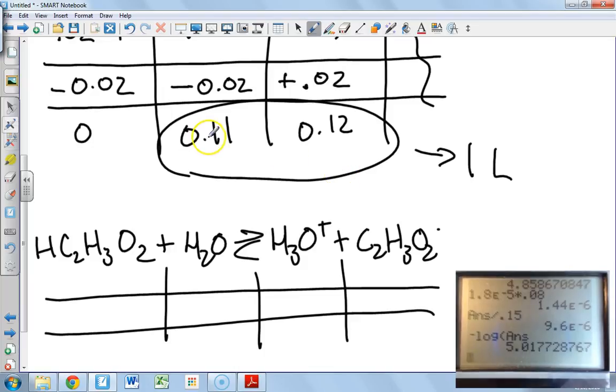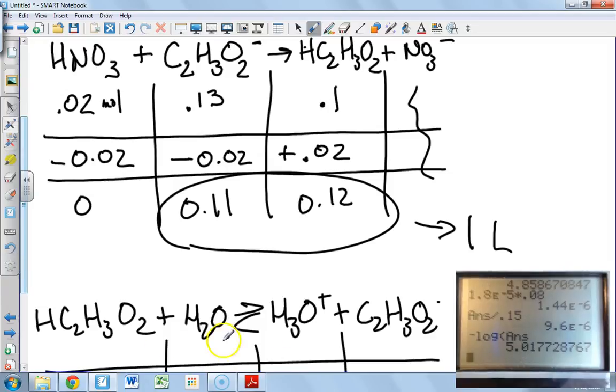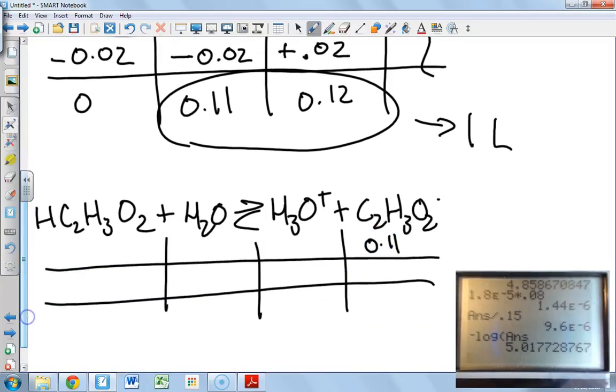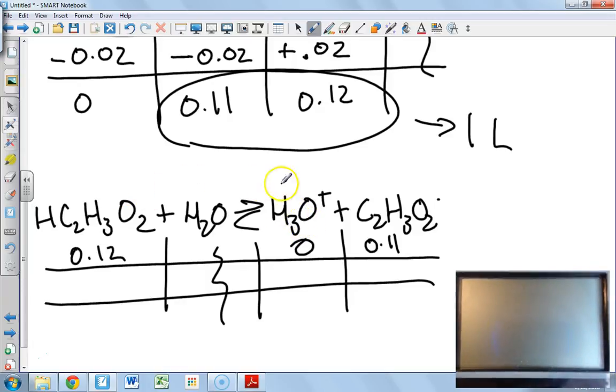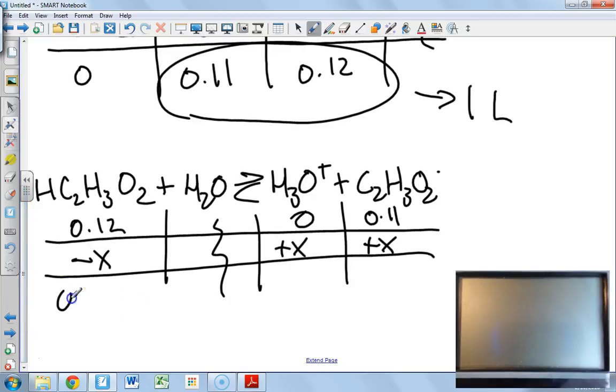Okay, so 0.11 moles for every 1 liter here. Let me make sure that I have the right column. This is going to be 0.11. This is going to be 0.12. Water doesn't matter. This is 0. And because this is 0, we're going to shift toward the products. So that means we're going to lose X. We're going to gain X here. We're going to gain X here. So it's 0.12 minus X, and 0.11 plus X. Okay?